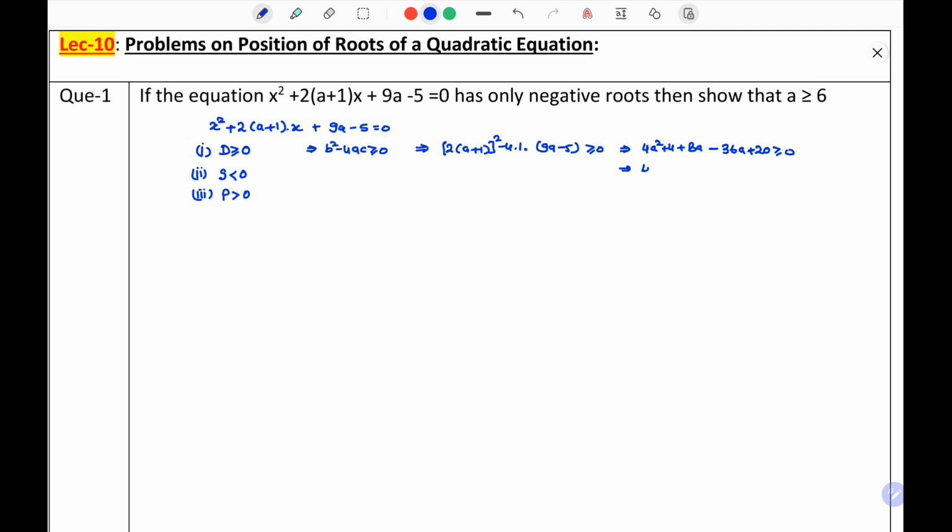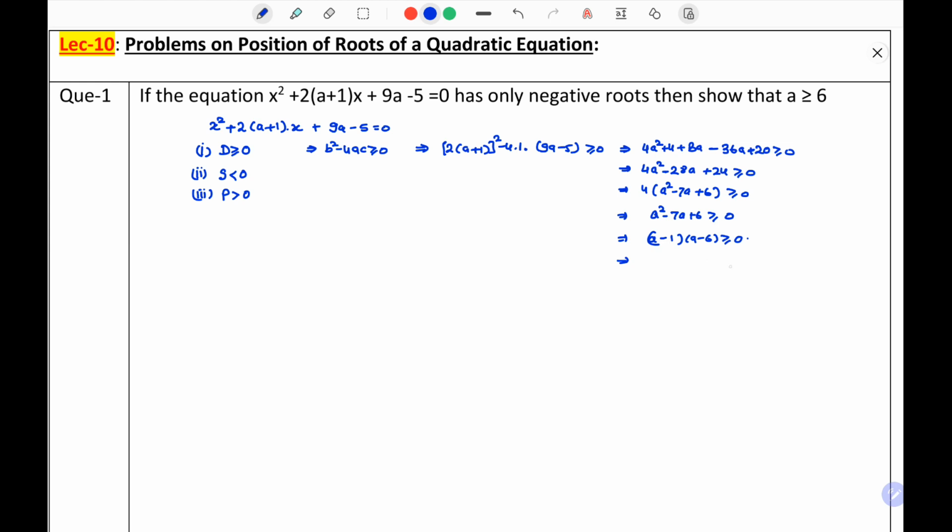Further simplifying, it will be 4A square, then minus 28A, and then plus 24 greater than or equal to 0. 4 is common, so remaining is A square minus 7A plus 6 greater than or equal to 0, because 4 is a constant. On factorizing, it will give (A minus 1) into (A minus 6), and it is greater than or equal to 0.